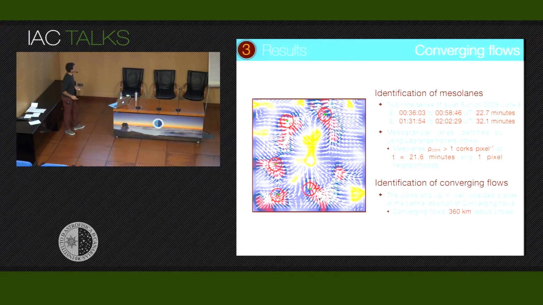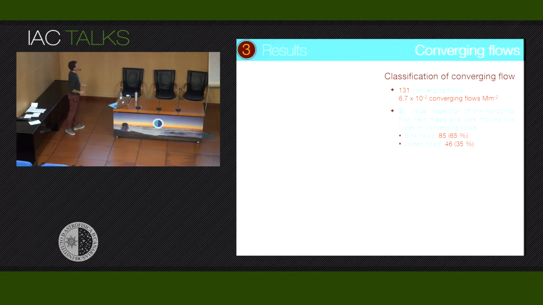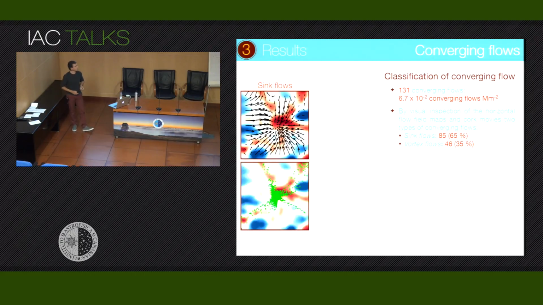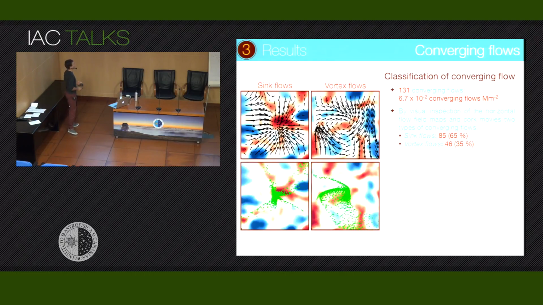Okay, so we identify 131 converging flows within both observed areas, and we identified 2 different types of converging flows. Some of them show radially converging flows. We call them sink flows, and others display vortex-like motions. We find that 60% are sink flows, and the other 35% are vortex flows.